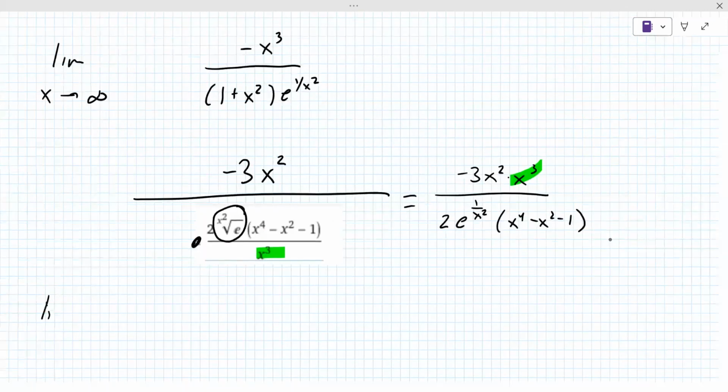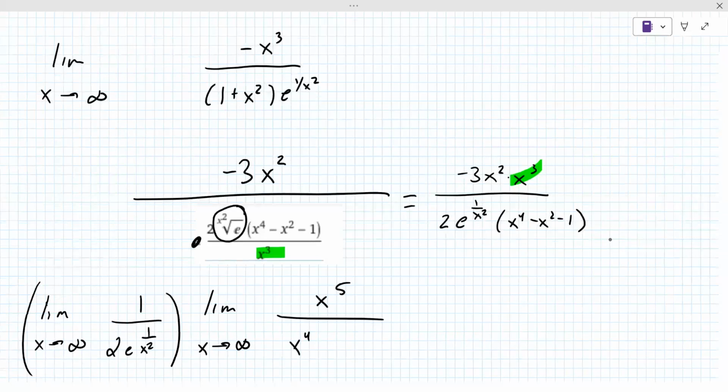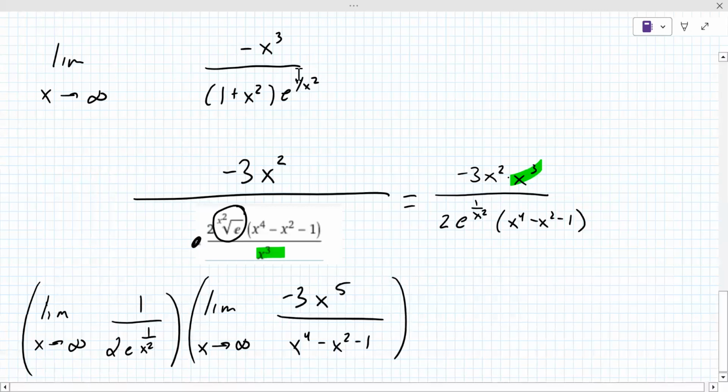We can rewrite this line: limit as x goes to infinity of 1 over 2e to the 1 over x squared, like this. And you can multiply it by the limit as x goes to infinity of x to the 5th over x to the 4th minus x squared minus 1, minus 3, like that. So we took the derivative of the bottom, that's this thing. And now we're splitting it apart.